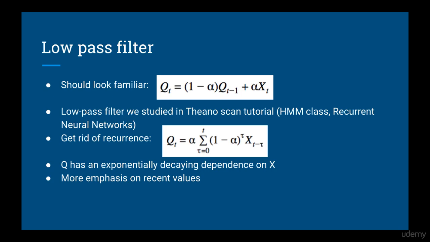This is something we looked at when we were looking at simple examples of how to use the Theano scan function. Recall that this implements a simple low-pass filter. If we get rid of the recurrence, we can find Q in terms of all the past values of x. And from this we can see that Q has an exponentially decaying dependence on x. In this way, Q puts more emphasis on recent values of x rather than past values of x, so it's like a moving average, or in other words, a low-pass filter.